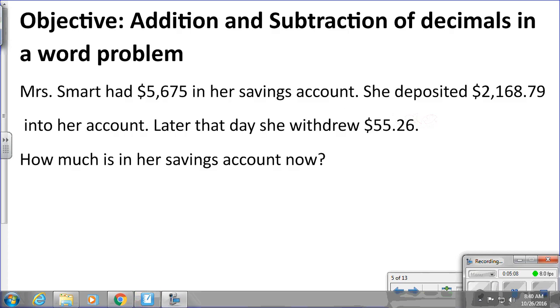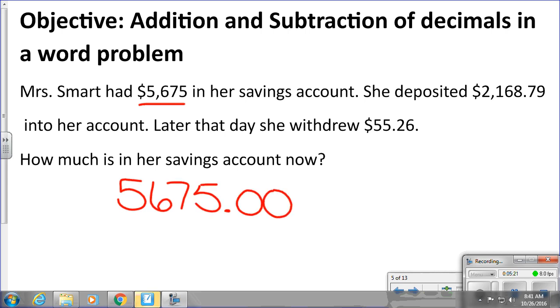This question not only tests your ability to add and subtract decimals, but also to recognize some vocabulary. Mrs. Smart had $5,675 in her bank account. Whole numbers have 2 zeros beyond the decimal point. We don't usually write them unless we are dealing with money, but you also need to be able to recognize that. So she has this amount of money in her savings account.